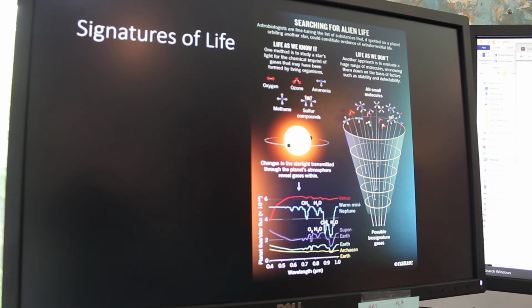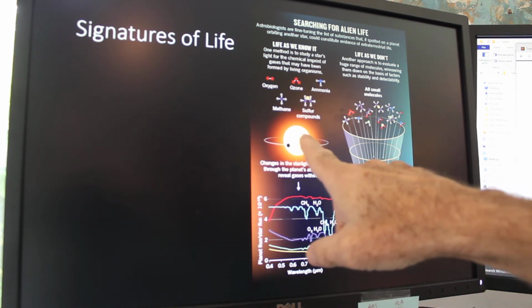So first we have to find the planet, then we have to be able to see its atmosphere, and then we'd have to try to understand what is in its atmosphere, and if what is in its atmosphere can tell us if there's life there. Because we know that life changes the atmosphere of the planet. So these are the things we're going to look for here.